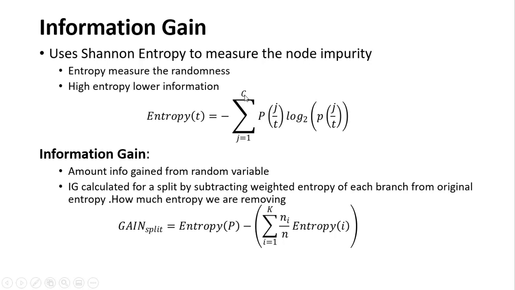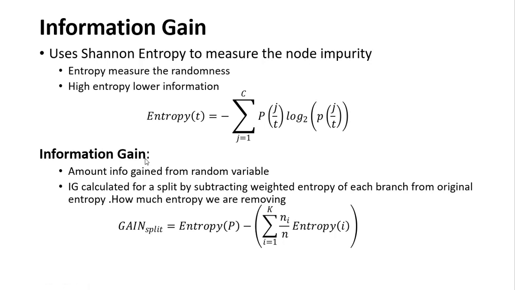C describes the number of classes. Since it's binary classification, C will be 2. Probability is the probability of the class within the node for that category. Information gain is the amount of information present in any random variable.